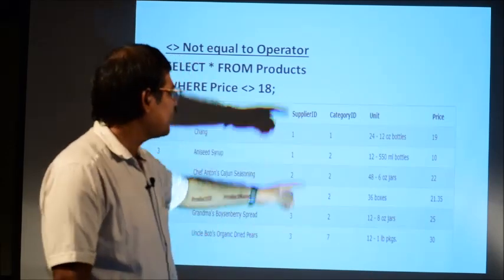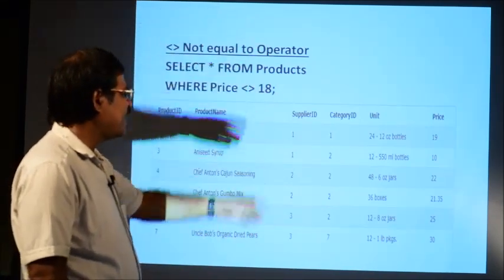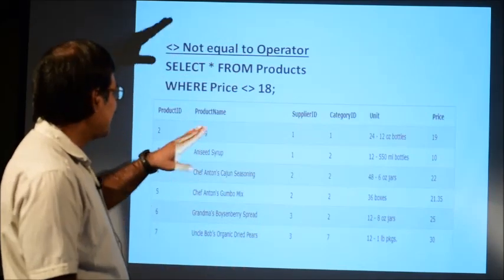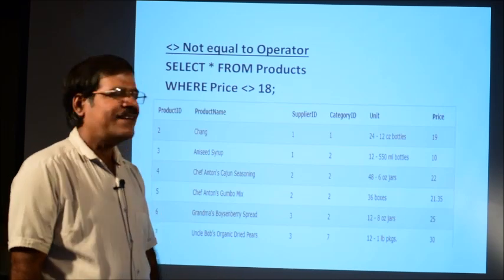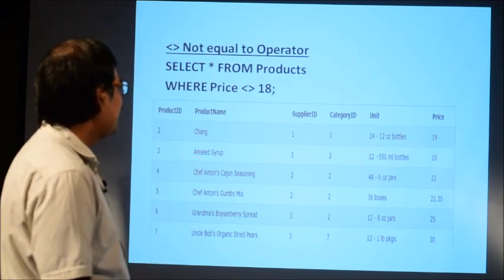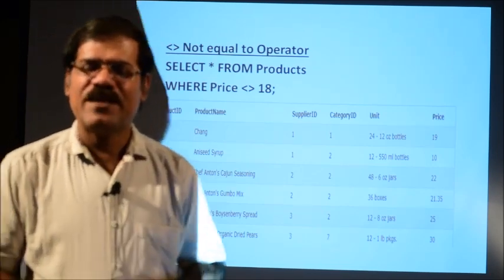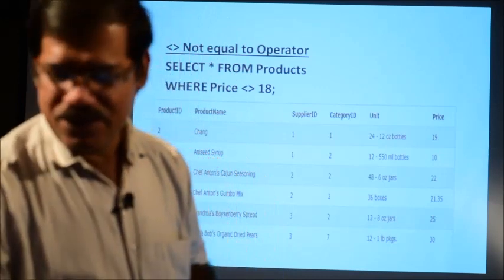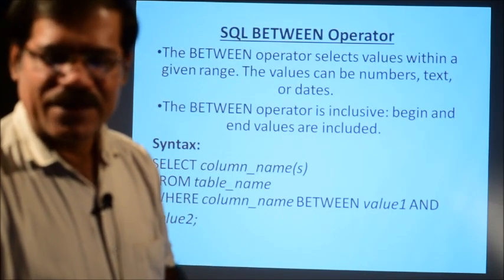So I am talking about the price. You look for the price column. All the values given in the price column are either less or greater than 18. That is, not exactly 18. So that many records will be selected from the table and displayed on your computer screen. So this is about your comparison operators: either equal to, greater than or equal to, less than or equal to, not equal to.